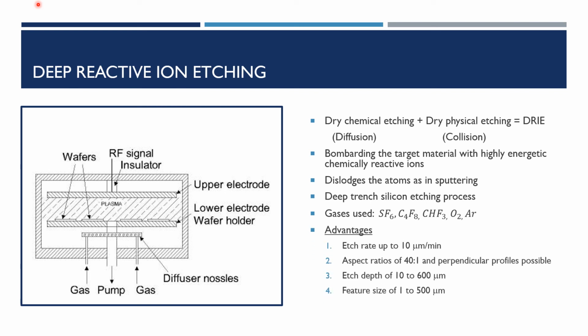Some of the advantages of this DRIE are that etching rates of up to 10 micrometers per minute can be obtained, and high aspect ratios of 40:1 and perpendicular profiles are very much possible, which was not possible in the other two cases of dry etching. Etch depth of 10 to 600 micrometers is possible, and the feature size of 1 to 500 micrometers is possible.